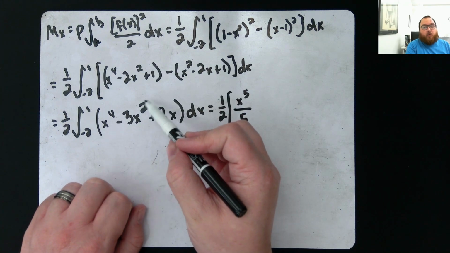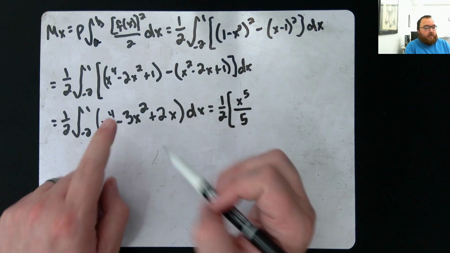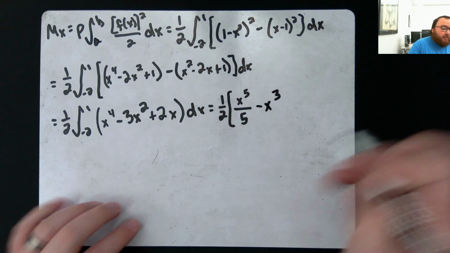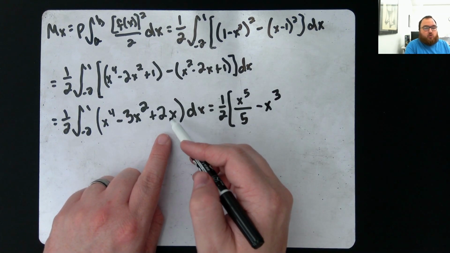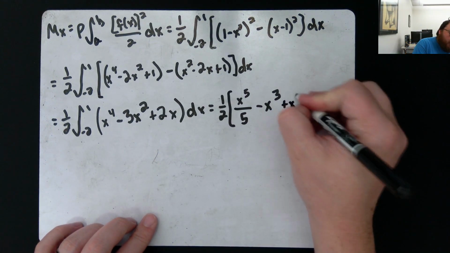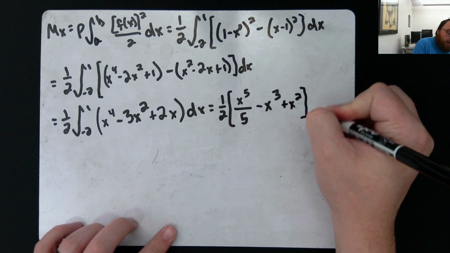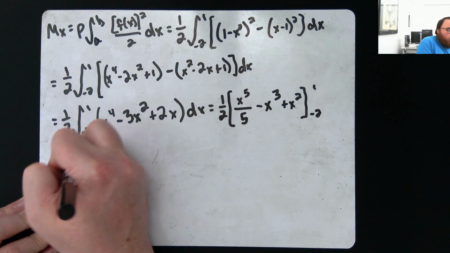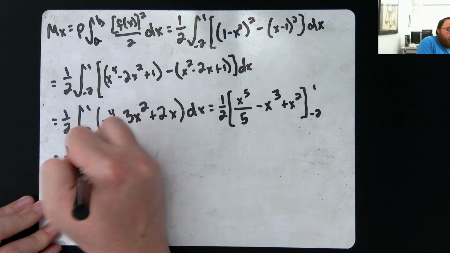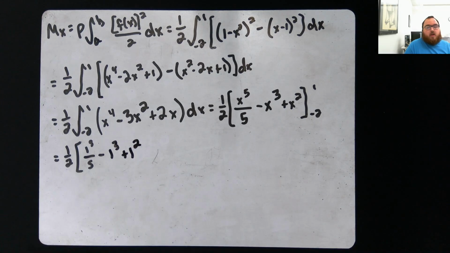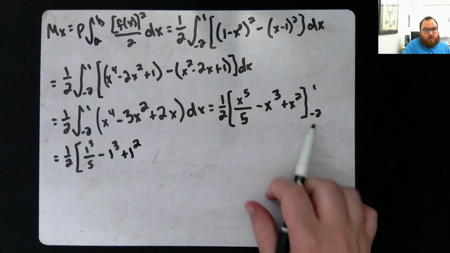Plus 1 makes it a 3 over 3, which is going to cancel this 3 out, so that's really nice. Same thing happens here, would make it x squared over 2. Cancels out my 2, so that's just x squared from -2 to 1. Plug in our top bound first, which is a 1. 1 to the 5th over 5 minus 1 cubed plus 1 squared. And then subtract, plug in the -2.